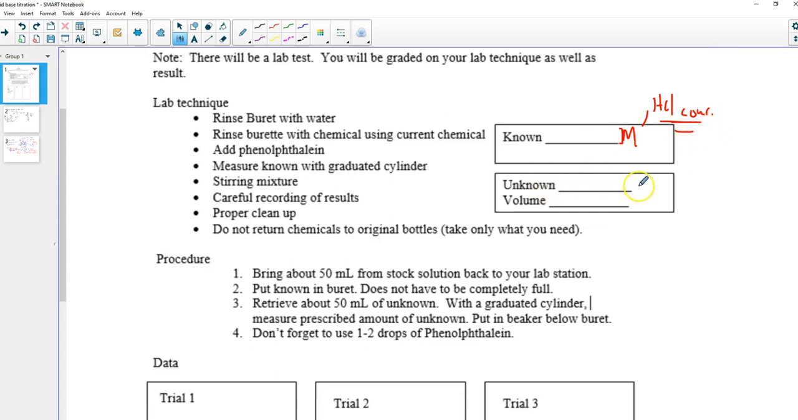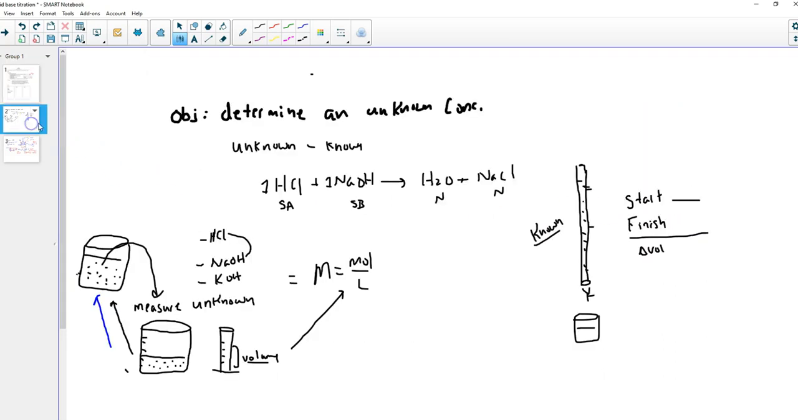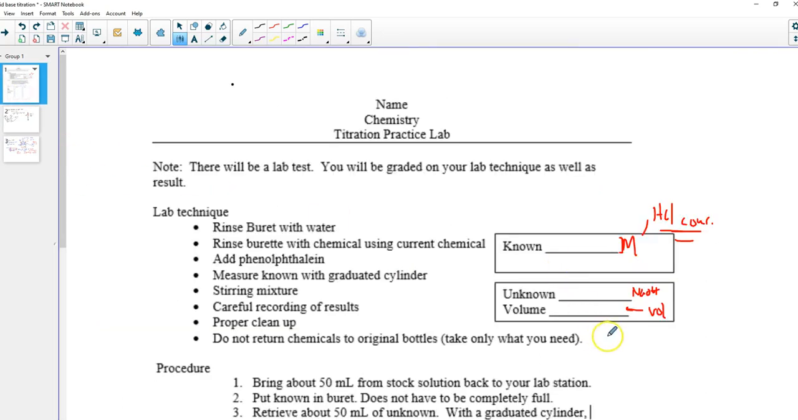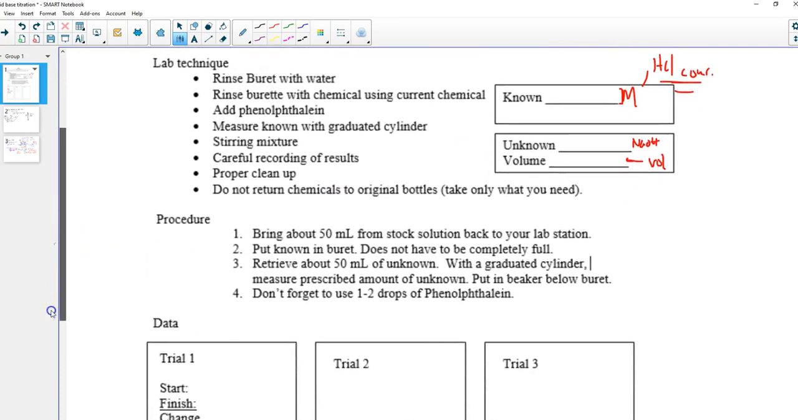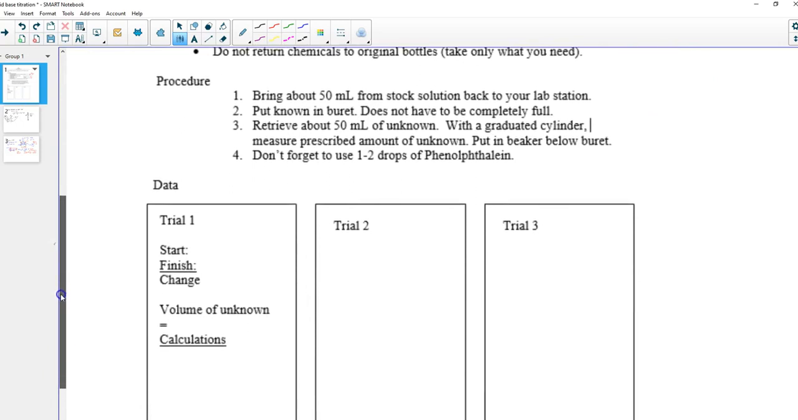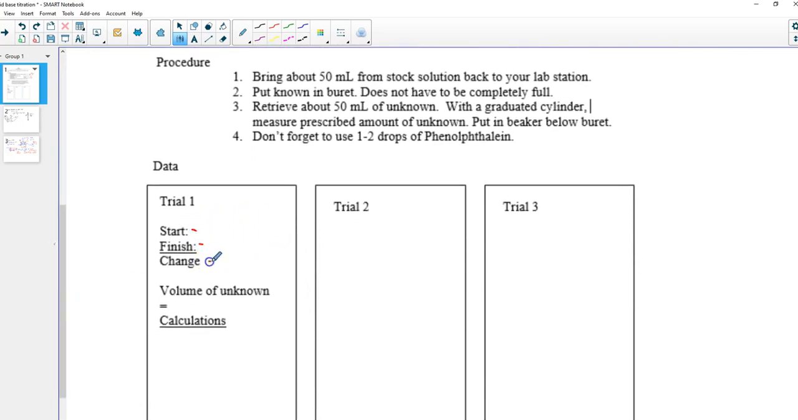Then my unknown. If this is HCl, then this is likely going to be NaOH, and I'll have a recommended volume. The reason I give a recommended volume is that if you run out in the burette, you have to start over, which would be fine. But just to make sure you don't run out, I give you a heads up not to take more than 10 or 20, somewhere between 5 and 20 milliliters. At that point, I have a start, a finish, and a change.